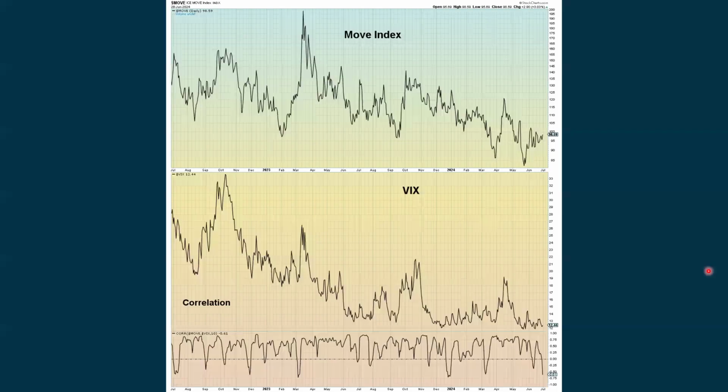Then I look at volatility, and what we use to measure volatility in bonds is called the MOVE index. What we use to measure volatility in stocks is called the VIX, and we see that there's really not a correlation between the two. They're having a tendency to go in opposite directions right now.